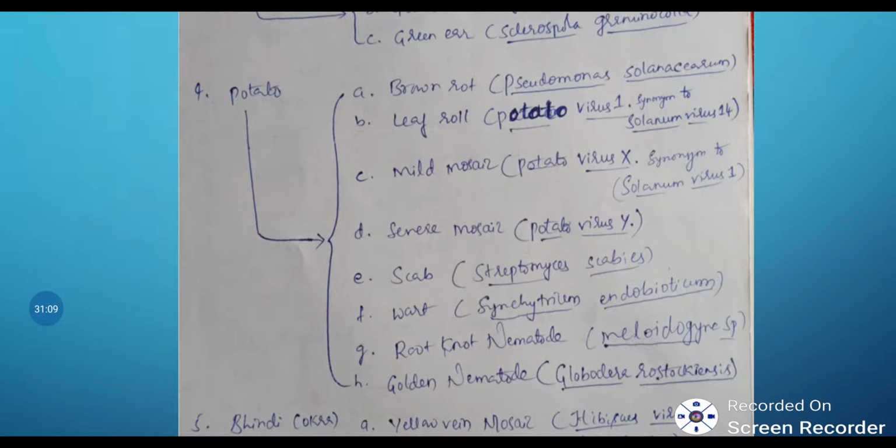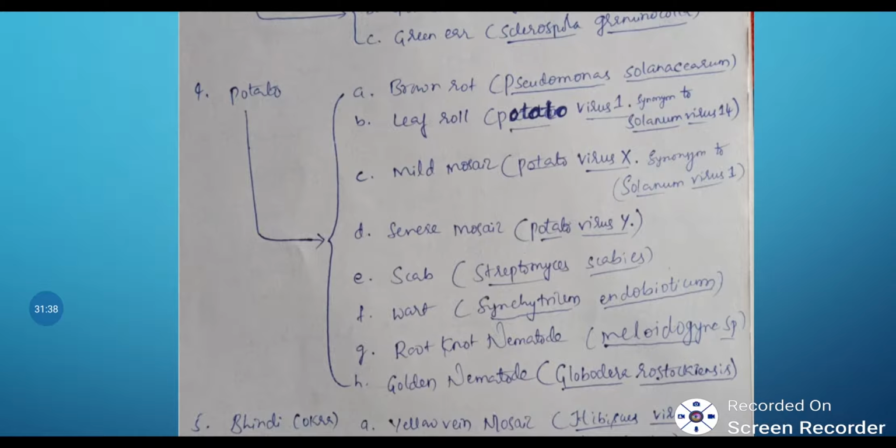Here many of the designated diseases are present, like brown rot, which is caused by Pseudomonas solanacearum. Then leaf roll, caused by potato virus 1, that is similar to potato virus 14. Mild mosaic, caused by potato virus X, that is similar to solanum virus 1. Severe mosaic, caused by potato virus Y.